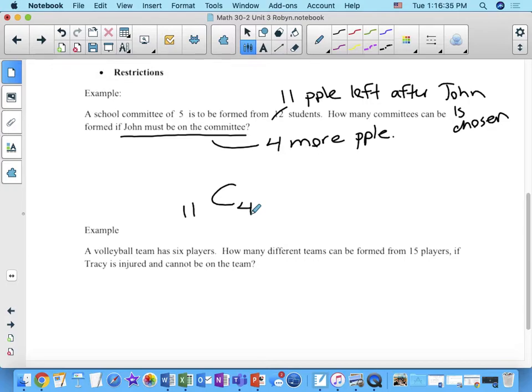So how many people do we have to choose from? We've got 14 players to choose from, because Tracy's out. So this now becomes 14. Tracy's out. How many do we need to choose? 6, because we have to have 6 players on the team.